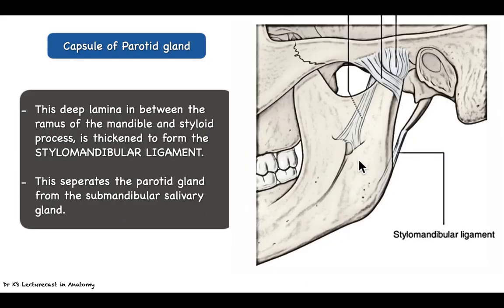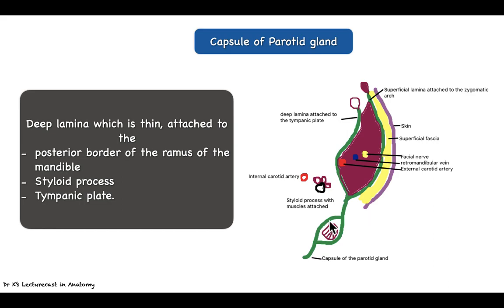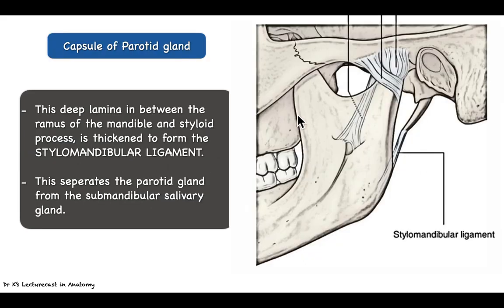You can see in the next picture here, this is the styloid process and stylomandibular ligament. Why I am talking about the stylomandibular ligament is, in the previous picture you saw the deep lamina is attached to the styloid process and posterior border of the ramus of mandible. So in between these two areas, the posterior border of the mandible and the styloid process, this investing layer of the deep cervical fascia, that is the deep lamina of the parotid gland, is thickened to form the stylomandibular ligament. So this ligament separates the parotid gland from the underlying submandibular salivary gland.